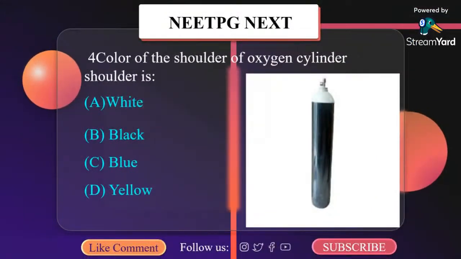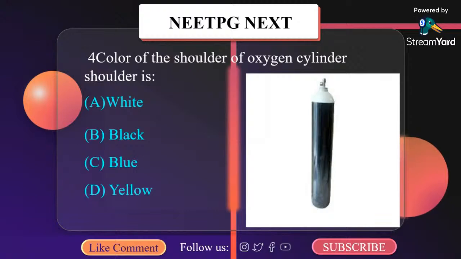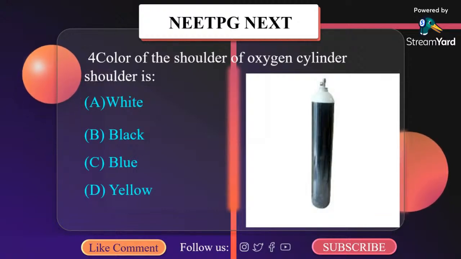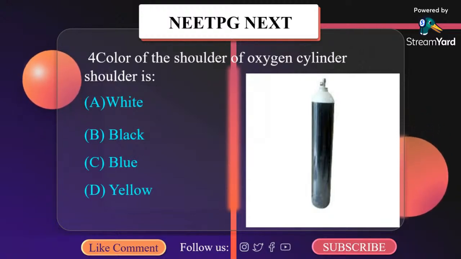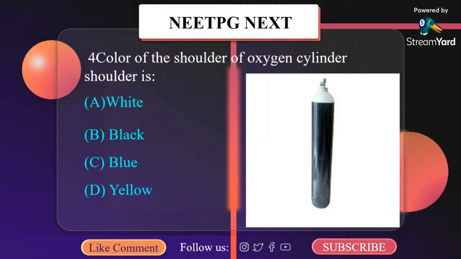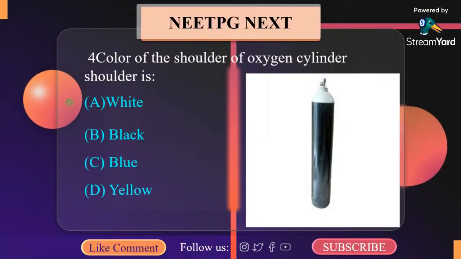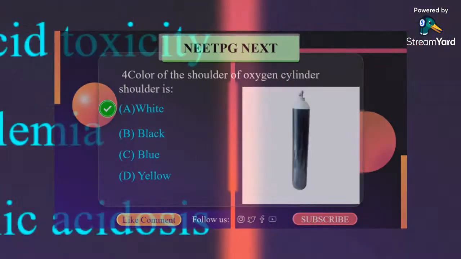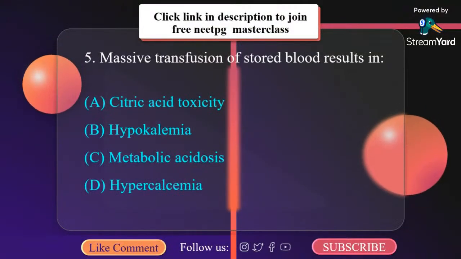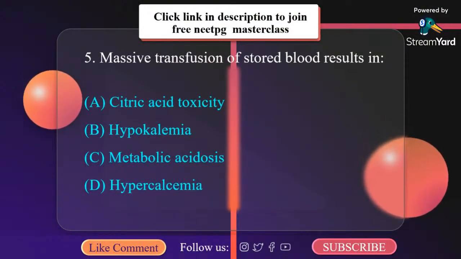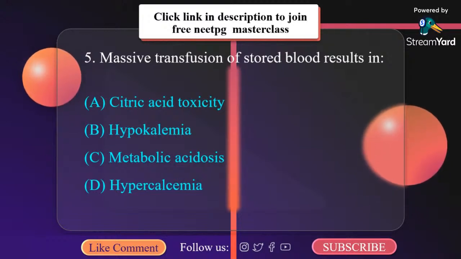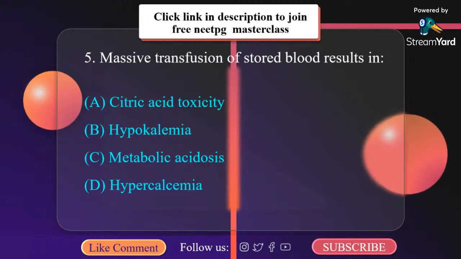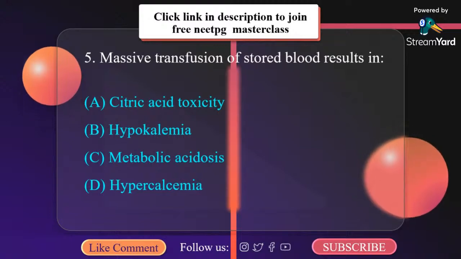The color of shoulder of oxygen cylinder is: A, white; B, black; C, blue; D, yellow. The color of shoulder of oxygen cylinder is white and the body is black. So the correct answer here is A, white. Massive transfusion of stored blood results in: A, citric acid toxicity; B, hypokalemia; C, metabolic acidosis; D, hypercalcemia. It is citric acid toxicity.